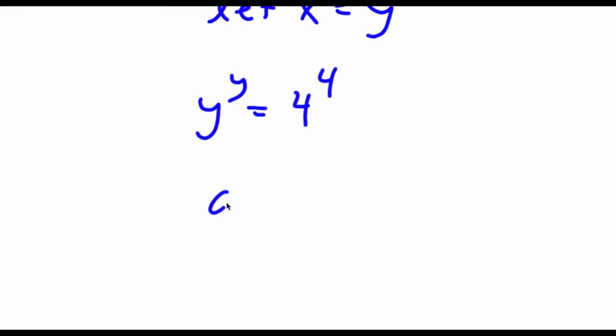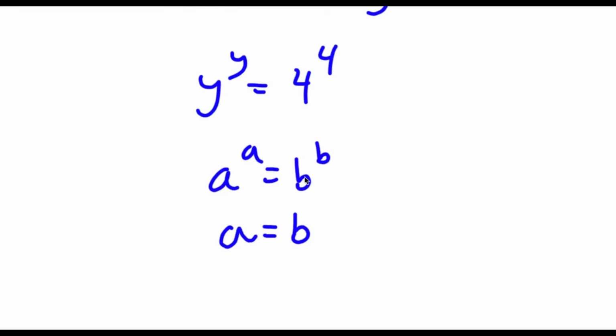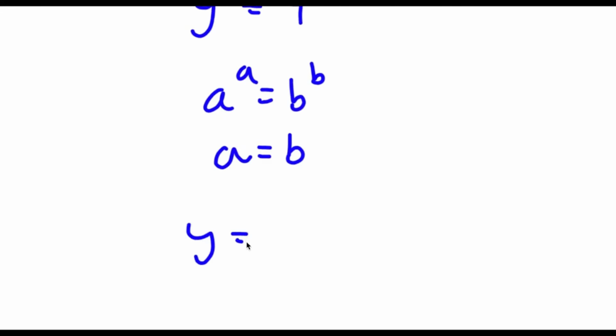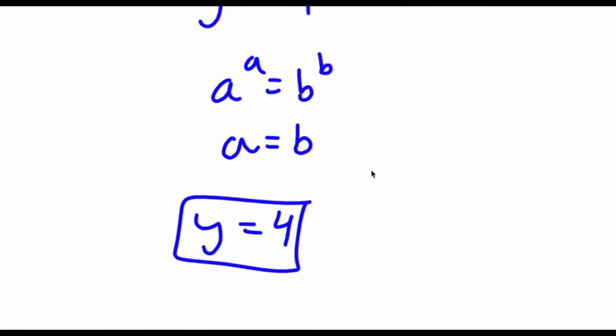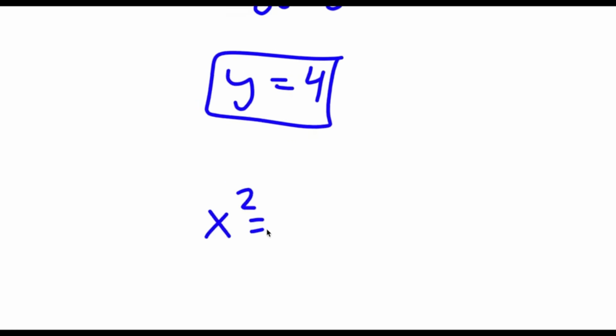Now if I have something in the form a to the power of a is equal to b to the power of b, this means that a is equal to b. So in this case, y is going to equal 4. Now remember how we set x to the power of 2 equal y. So now I have x to the power of 2 is equal to 4.